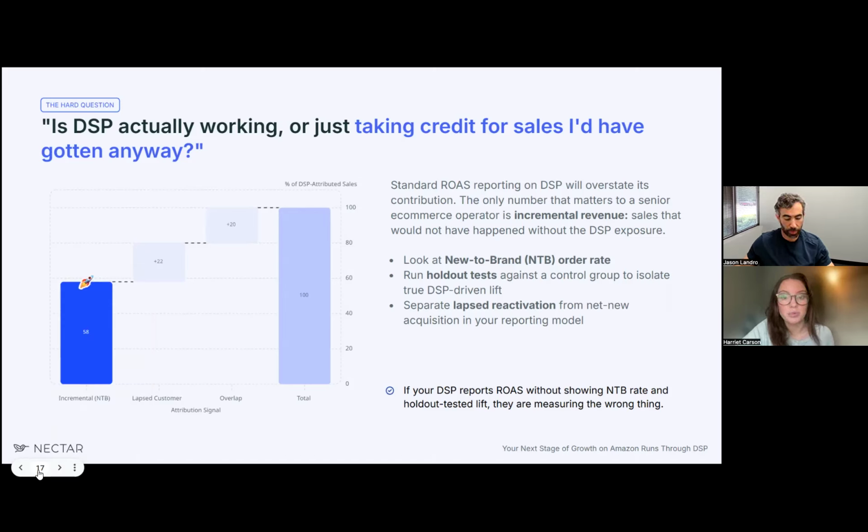So are more users actually converting that have your products in their cart? You have to be very patient with DSP. You can use early signals to adjust your targeting and make optimizations. But to answer that question, you really need about 90 days of data.